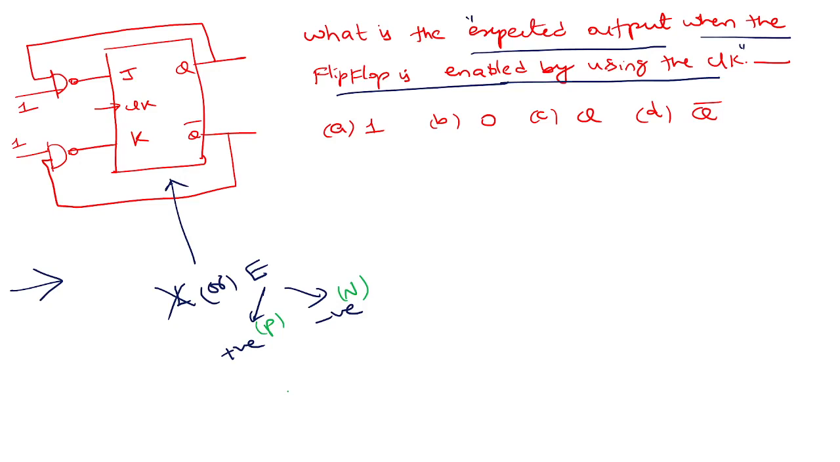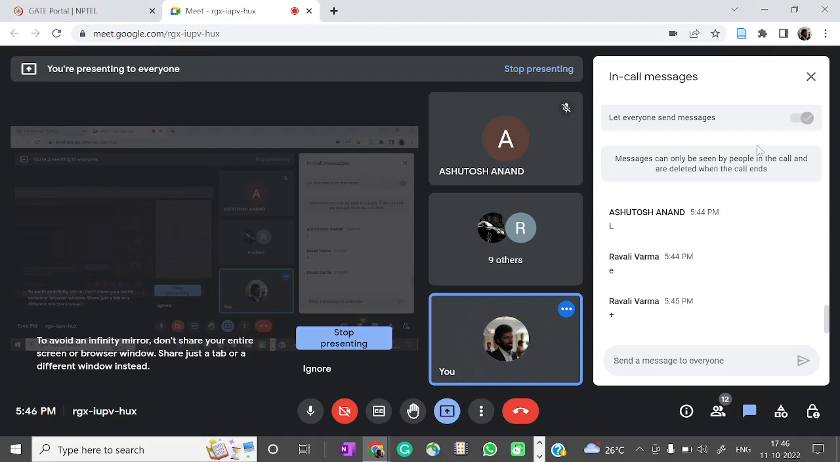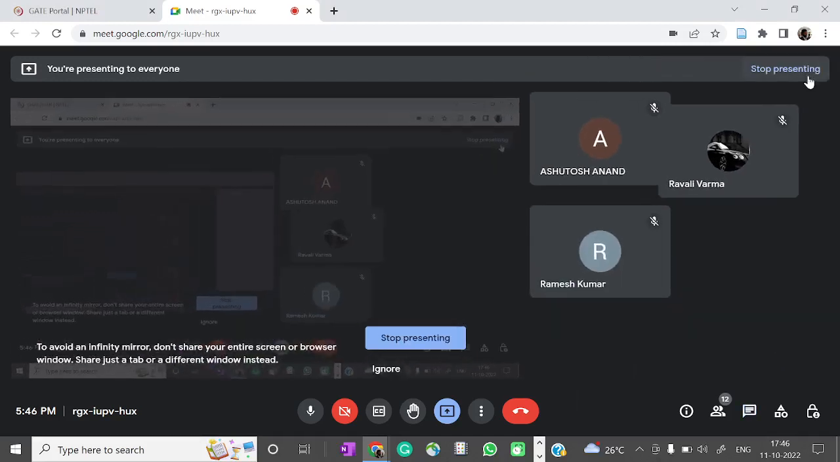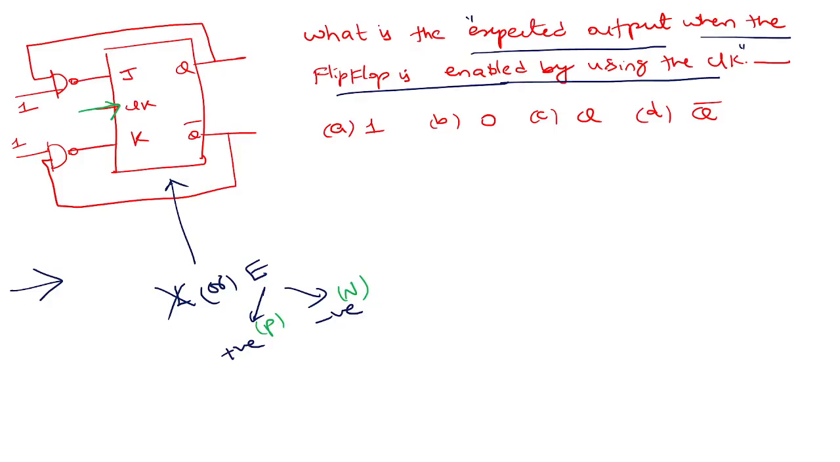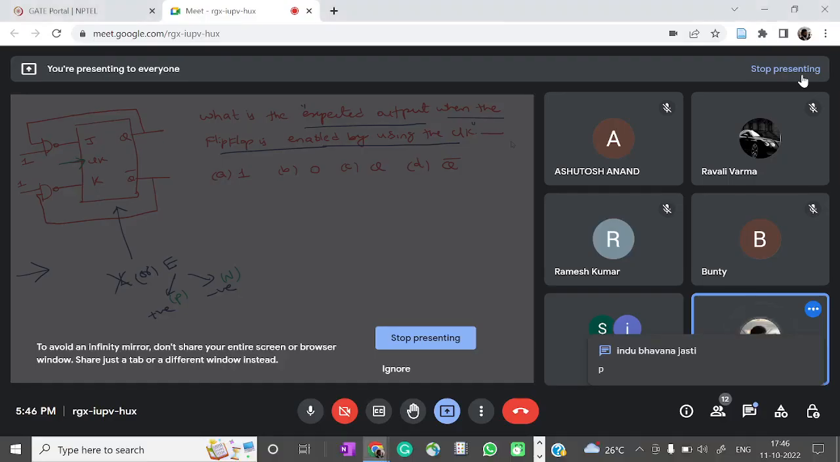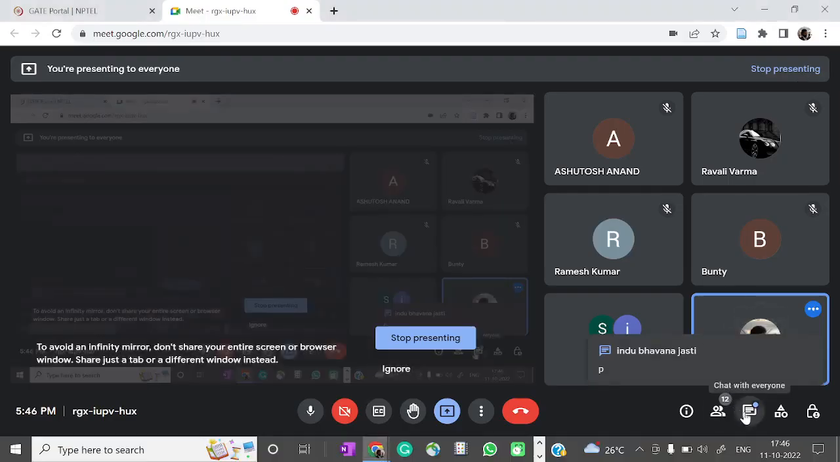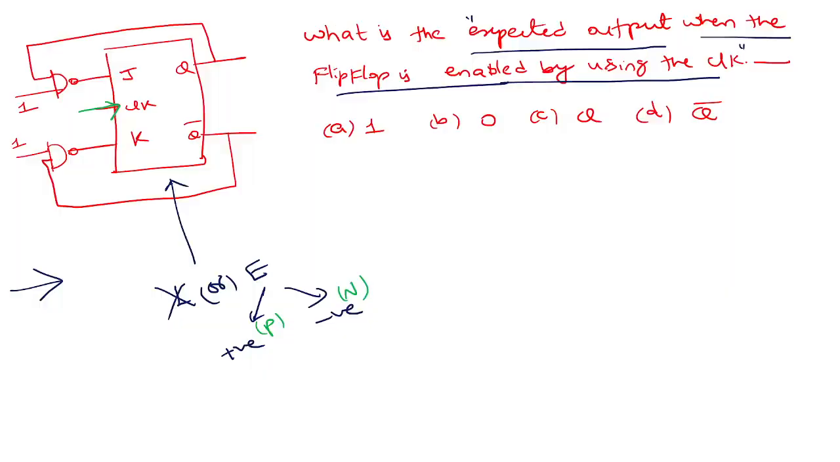Is it positive edge or negative edge? Or am I confusingly wrote this? That's it. No bubble. Correct. Yes, Ramesh, you are right. Probably is right. It's a positive edge. All right. So it's positive edge.